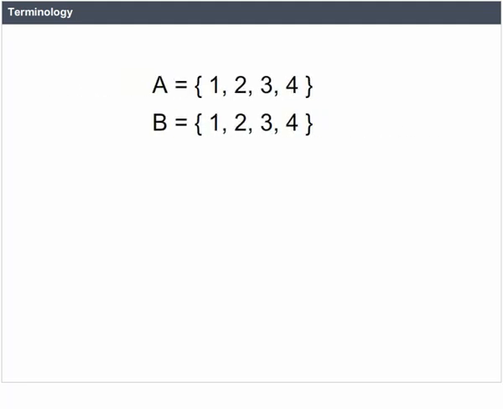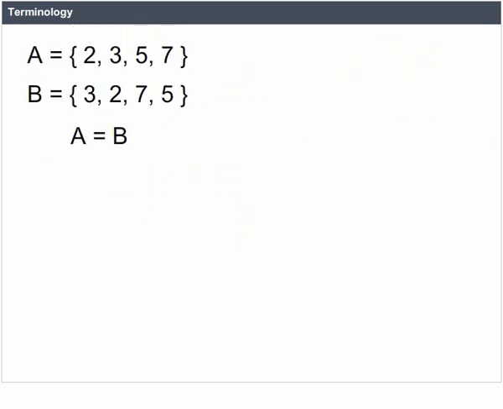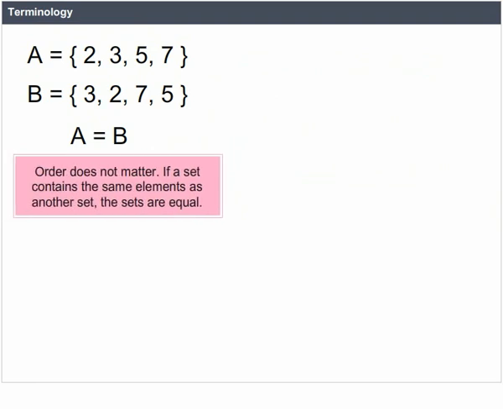Terminology. A equals {1, 2, 3, 4}; these are called elements. B equals {1, 2, 3, 4}; these are also called elements. Two sets A and B are equal if they contain the same elements. We write A equals B. A equals {2, 3, 5, 7}, B equals {3, 2, 7, 5}. A equals B. Order does not matter. If a set contains the same elements as another set, the sets are equal.